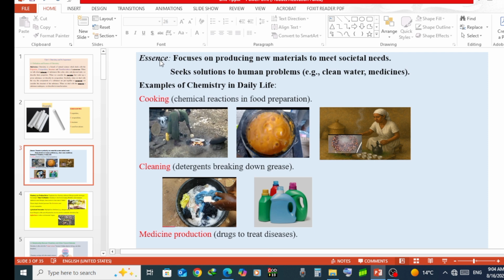And the other thing that we have seen is the essence of chemistry. Focus on producing new materials to meet societal needs and seek solution to human problems, we have said. So one of the essence of chemistry is focus on producing new materials to meet societal needs.